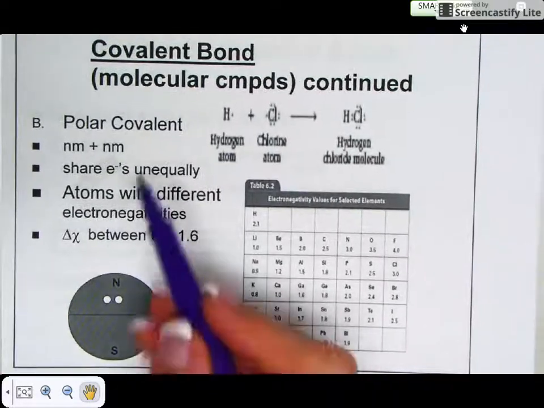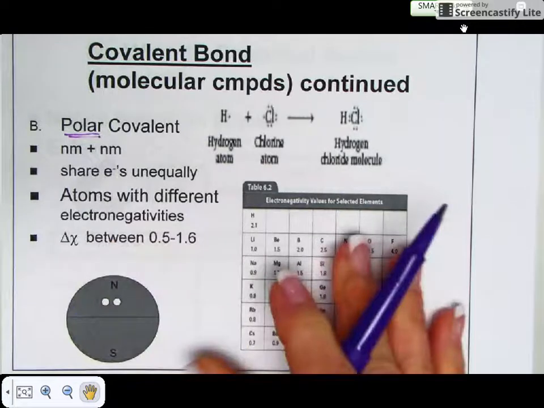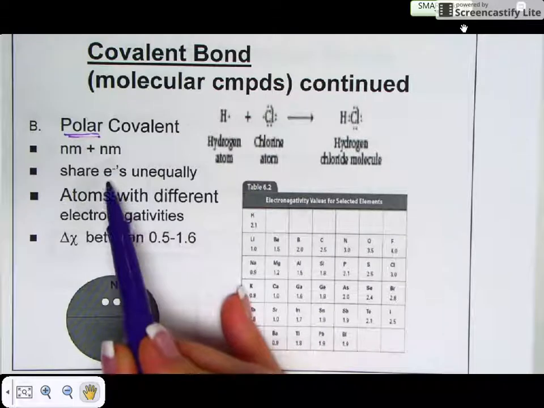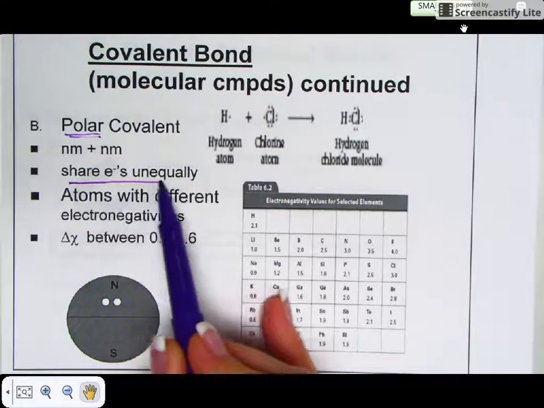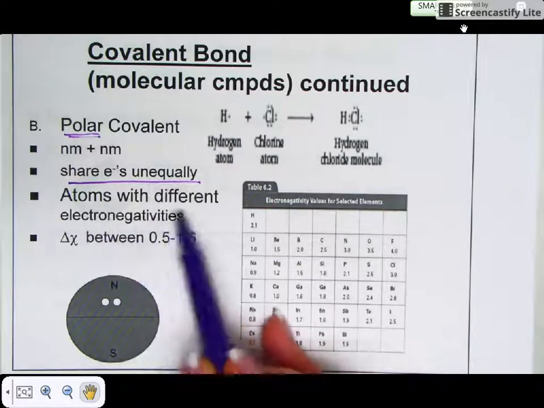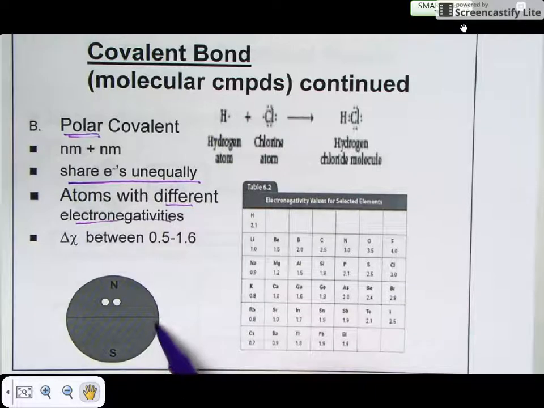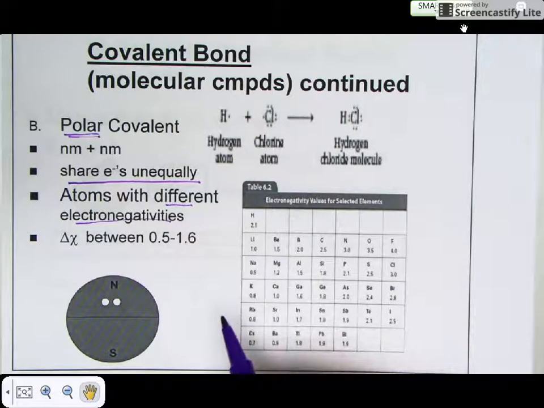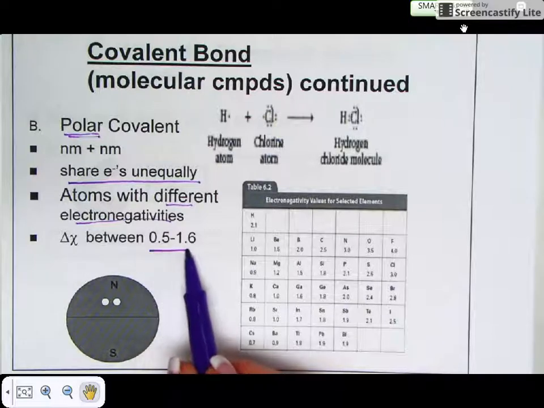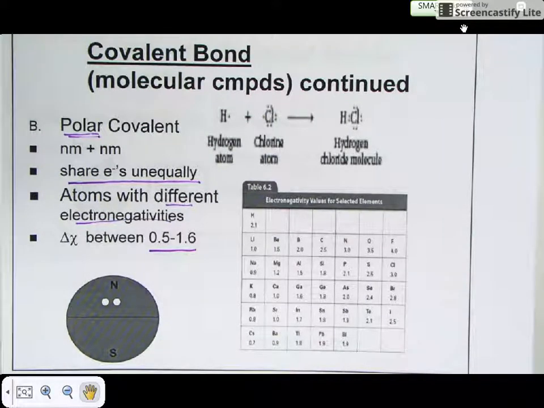Now, the second type of covalent bond is called polar covalent. You still have 2 nonmetals, but the difference is how they share their electrons. They share their electrons unequally. This occurs between atoms that have very different electronegativities. So one of the atoms is going to overpower the other and pull harder, therefore showing more ownership of the electrons. Even though they're sharing, one is a little more dominant than the other. The electronegativity difference is going to be between 0.5 and 1.6 for it to be classified as a polar covalent bond.